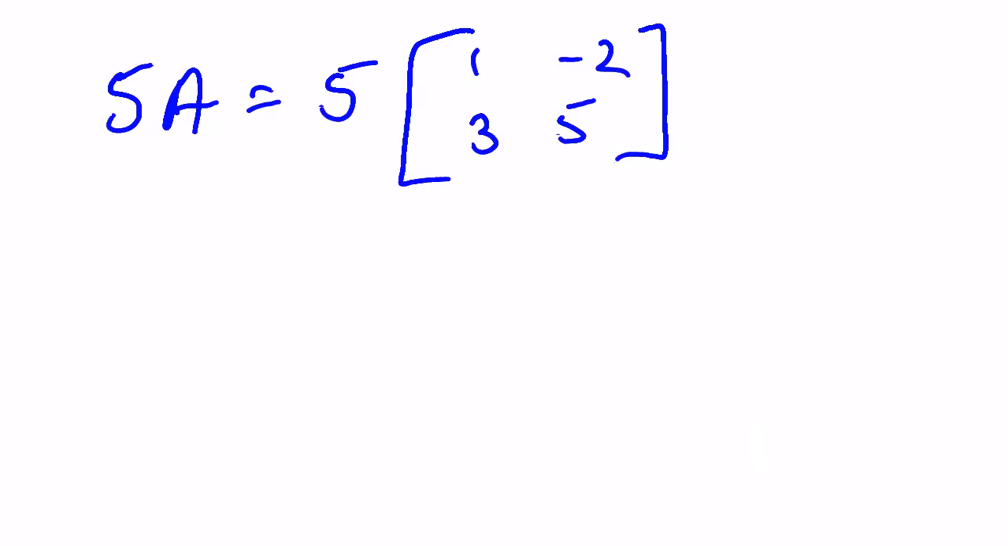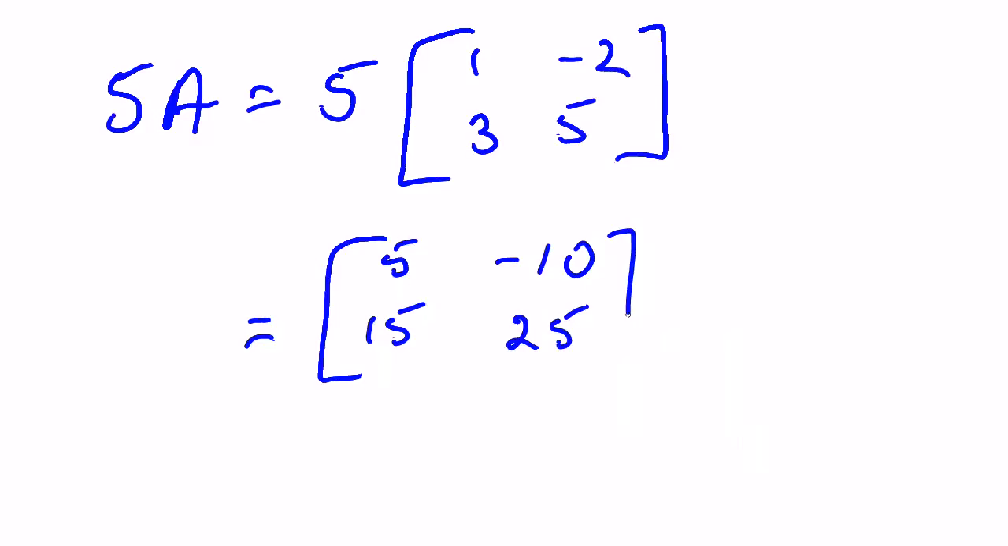So let's calculate 5A as an example. The matrix A hasn't changed. It's still 1, -2, 3, 5. To do 5A, I have to multiply 5 by all the elements. So 5 times 1 gives me 5. 5 times -2 gives me -10. 5 3s gives me 15. And 5 5s gives me 25.